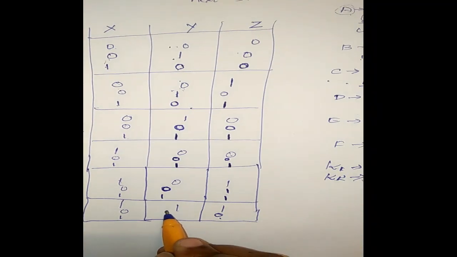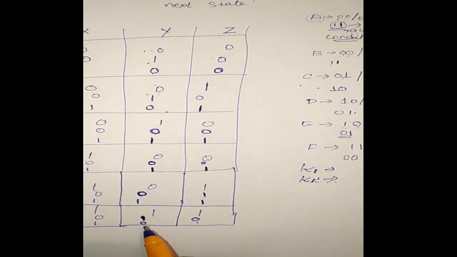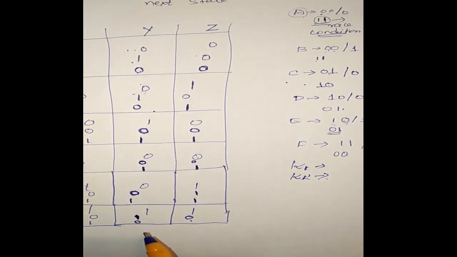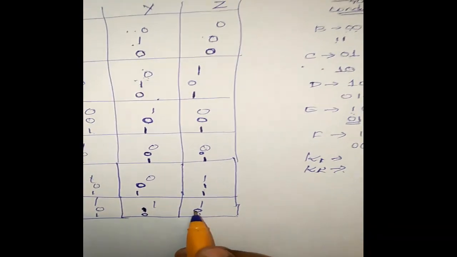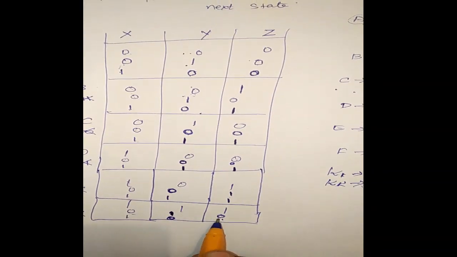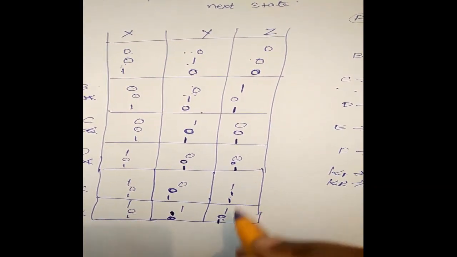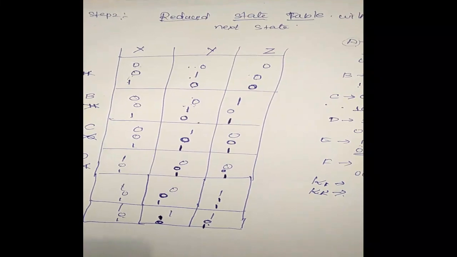Whenever y is 1, whatever is in x, which is 0, comes to my output. Whenever y is 0, irrespective of 1 and 0, the output comes here. Correct? So this is my reduced state table. So these are my possible combinations.